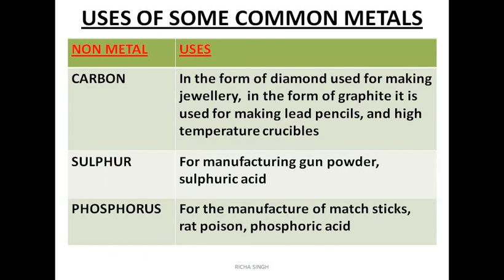Carbon, in the form of diamond, is used for making jewelry, and in the form of graphite is used for making lead pencils and high temperature crucibles. Crucibles are big apparatus which are used in labs because you know that graphite is a good conductor of heat and electricity. Sulfur is used for making gunpowder. Gunpowder is used in crackers and also for making sulfuric acid. Phosphorus is used for making matchsticks and rat poison. The black tip or red tip that you see at the top of a matchstick, it is phosphorus only.